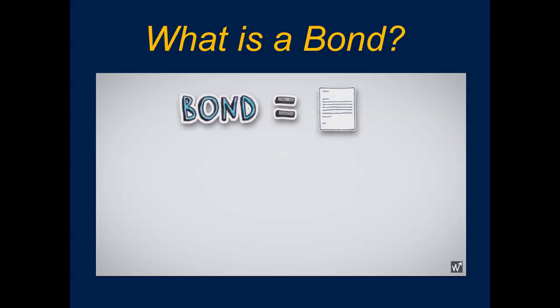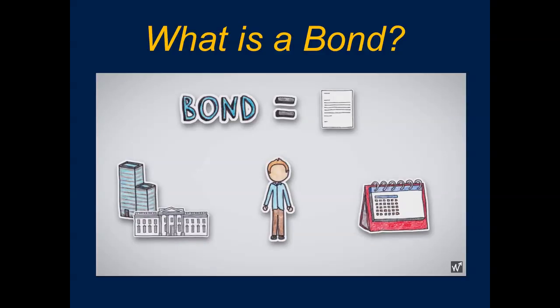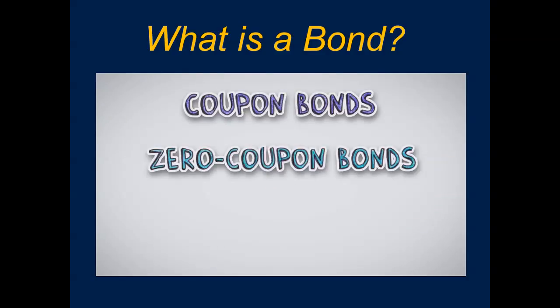A bond is a contract where a company or government borrows money from a person for a period of time in return for interest payments. Think of it as a company or government taking out a loan directly from an individual. There are two kinds of bonds, coupon and zero coupon bonds.